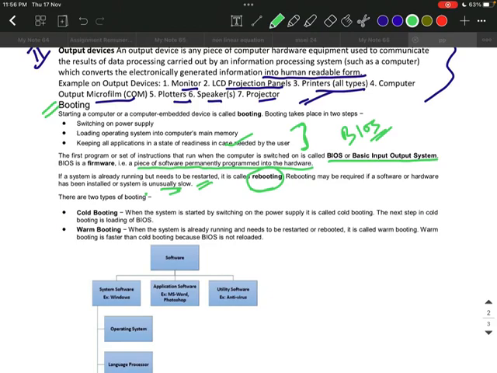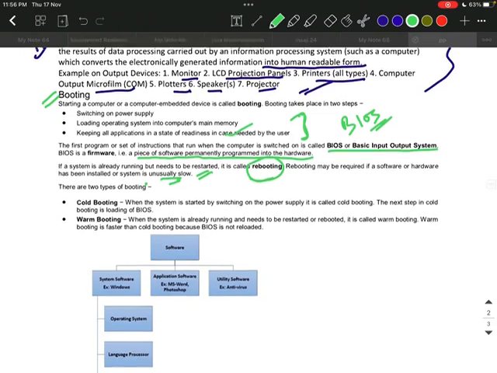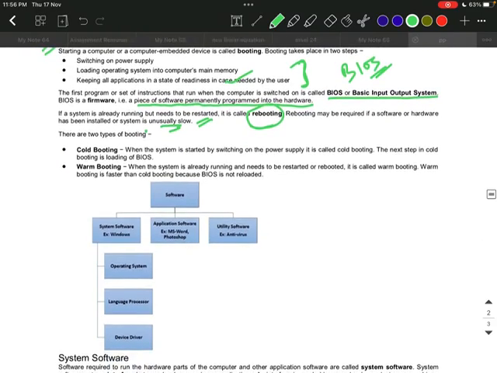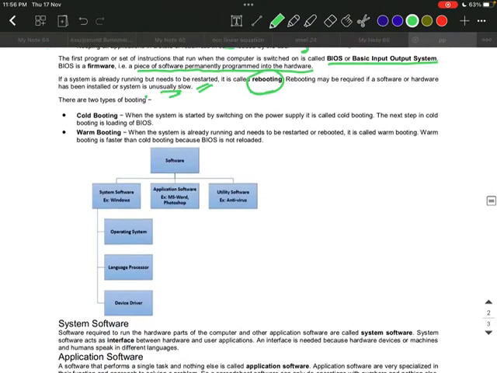So while rebooting, this particular program BIOS need not run again and again, right? Then आप two terms बहुत commonly सुनेंगे. One is cold booting, another one is warm booting. Now what is this cold booting? See, when the system is getting on for the very first time, we call it cold booting. So that is what we have mentioned here. When the system is started by switching on the power supply, it is called cold booting. The next step in cold booting is the loading of BIOS. जो BIOS है वो इसमें लोड होता है.